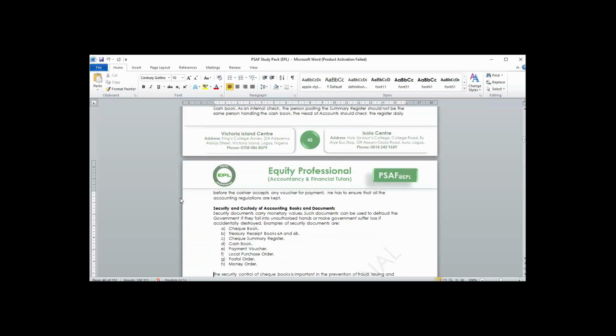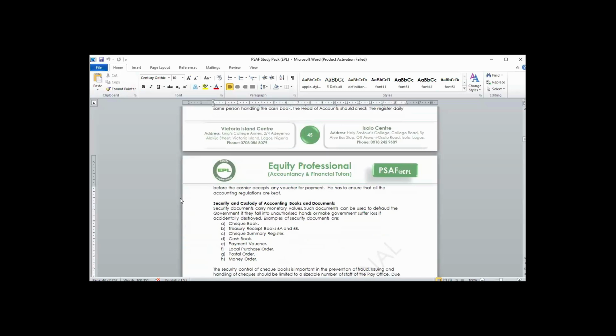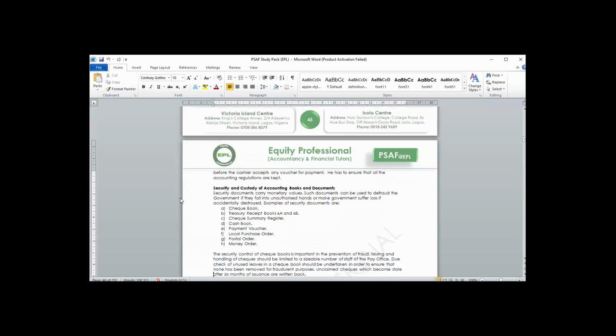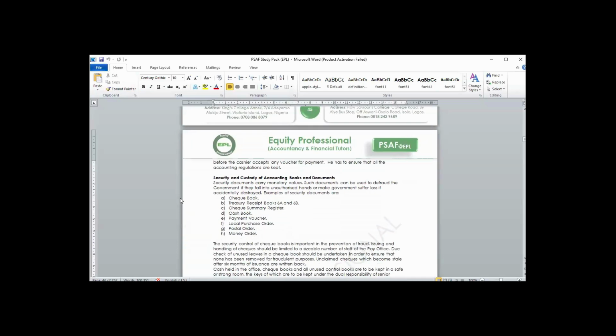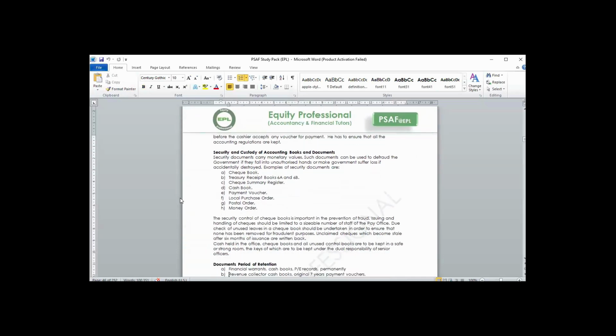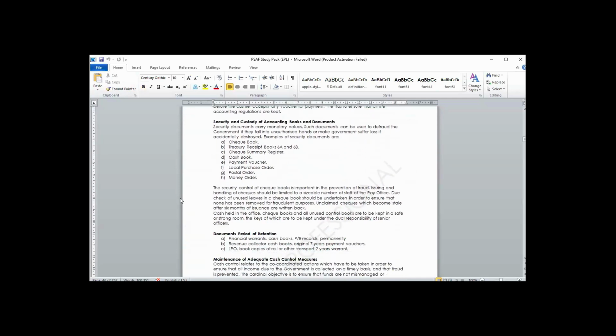We have the cash book, we have the treasury receipt cash book, we have the summary, we have the other cash book, we have the payment voucher, we have the local purchase order, we have what we call postal order, we have what we call money order. All these documents are meant to be managed in the cash office. Now, we also need to take document period for retention, which we have discussed. Financial warrant cash book, we have the revenue collector cash book. All these are necessary. I've made mention of them there also.